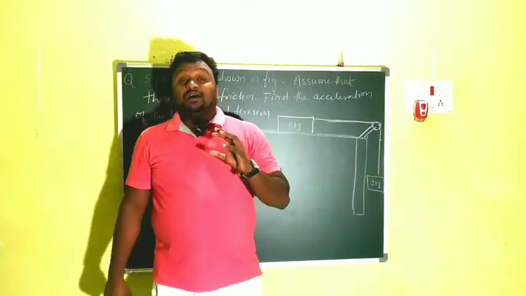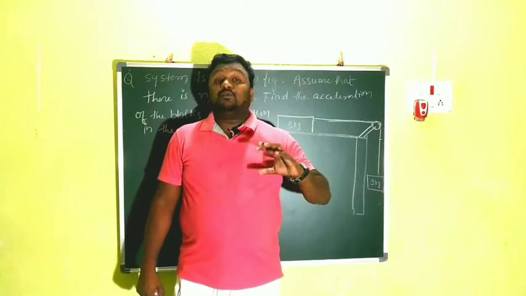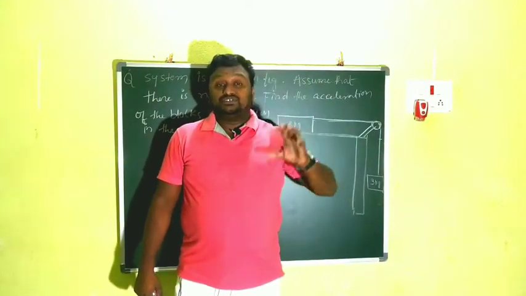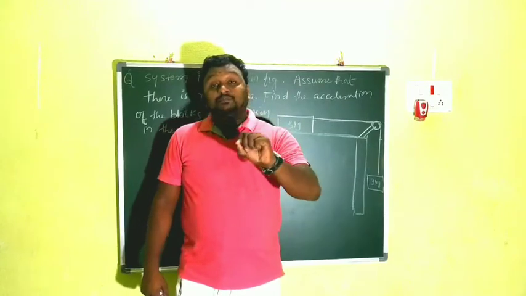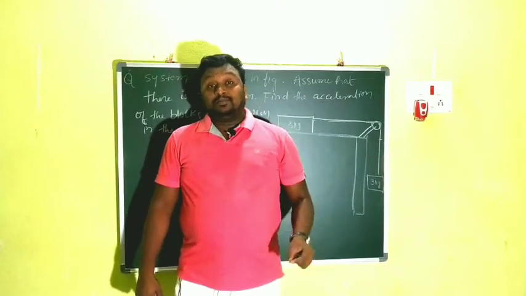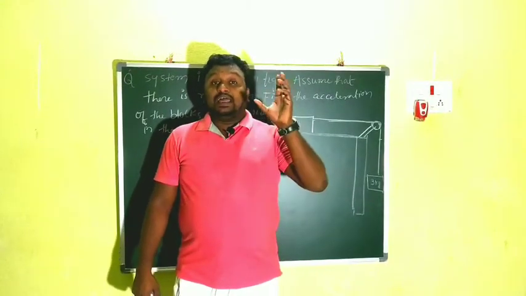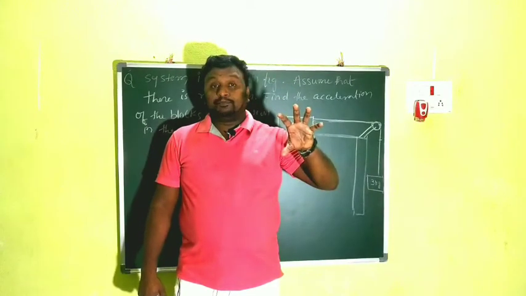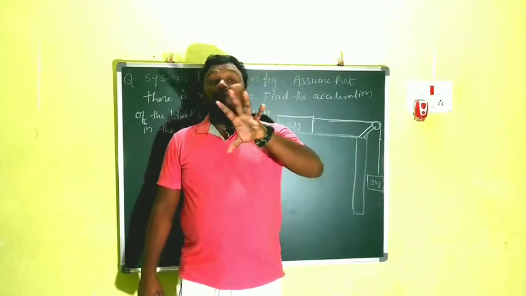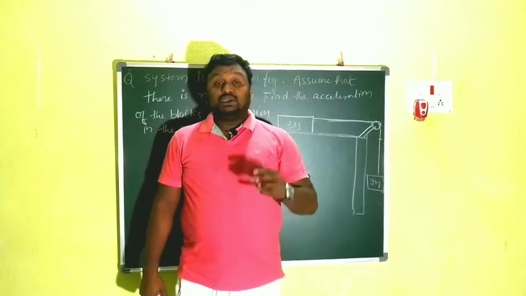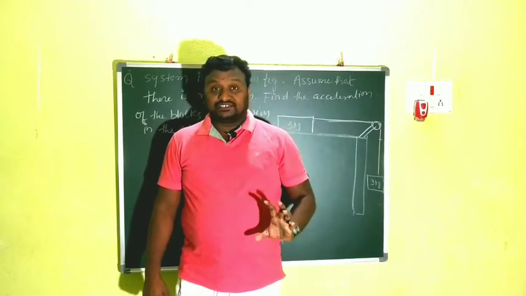So children, I explained the same thing in the case of the Atwood machine. When two objects are connected with a rope and pass over a pulley, then they have one common acceleration. They move with the common acceleration.